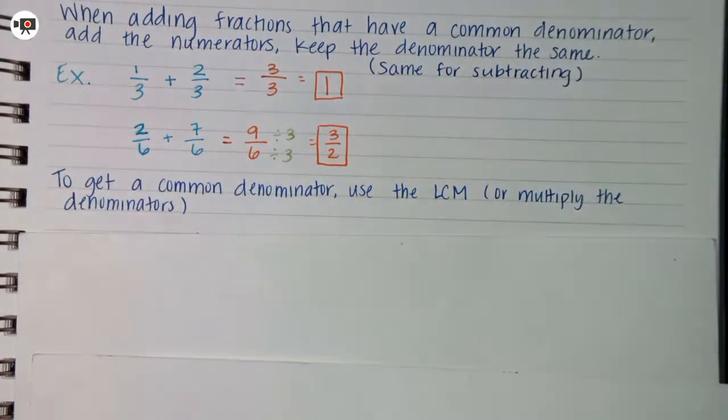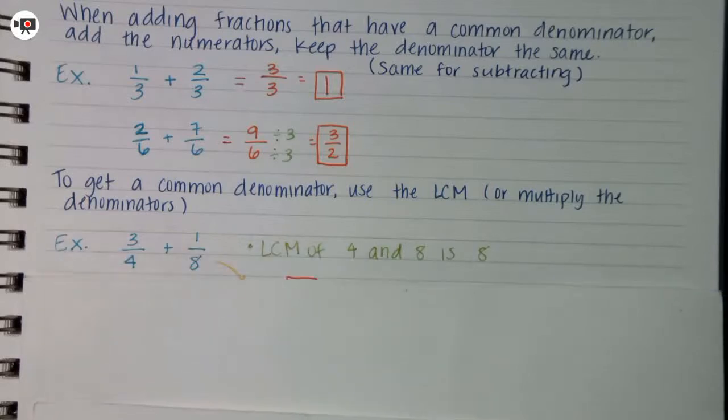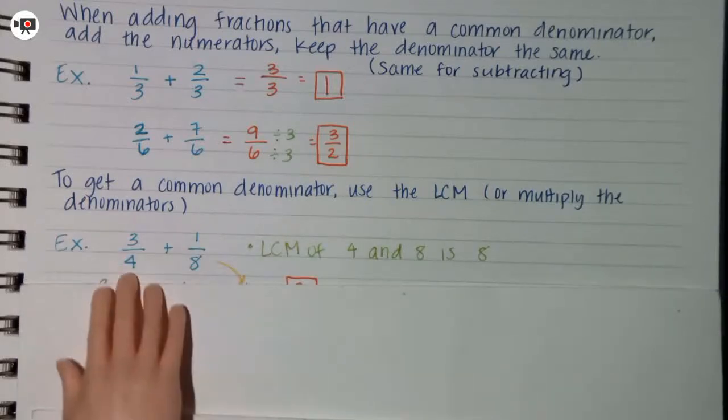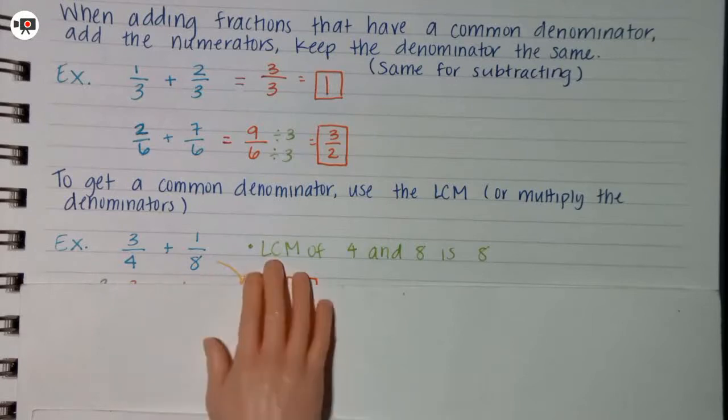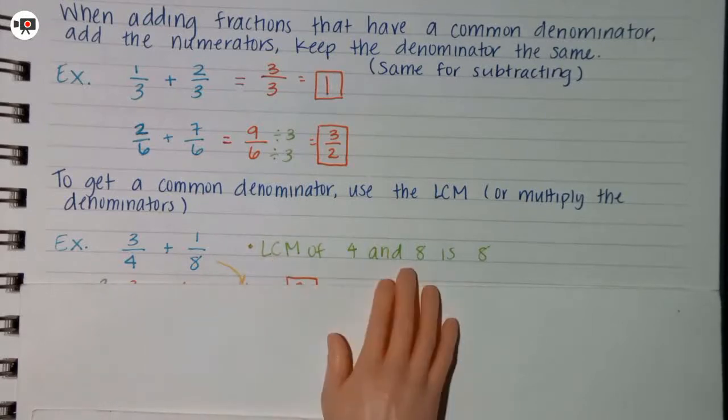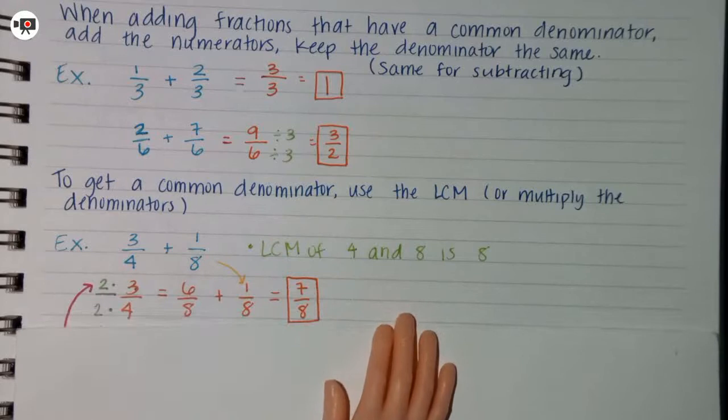To get a common denominator, we're going to use the least common multiple, or we're going to multiply the denominators together. Either one is fine. So between 3/4 and 1/8, I know that 4 goes into 8, so I'm going to use the LCM. The LCM of 4 and 8 is 8. So I want a common denominator of 8.